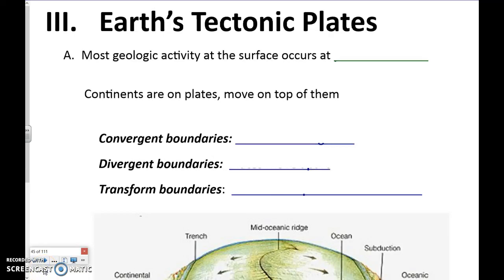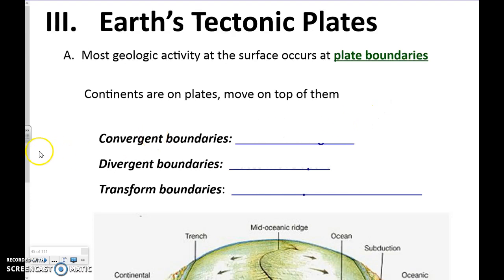Welcome back to Unit 3, Section 1, Geosphere Notes. We're going to start off with Part 3 today. We're going to focus on what happens to those different layers of the Earth and what's actually happening in how our different geologic features are created. Most geologic activity on Earth occurs at what we call the plate boundaries.